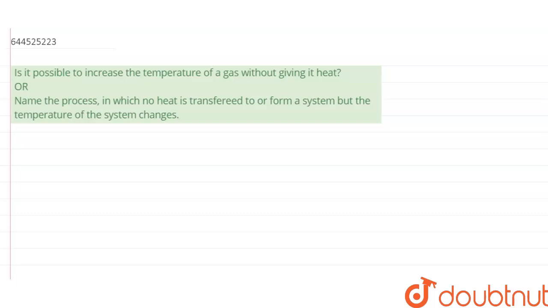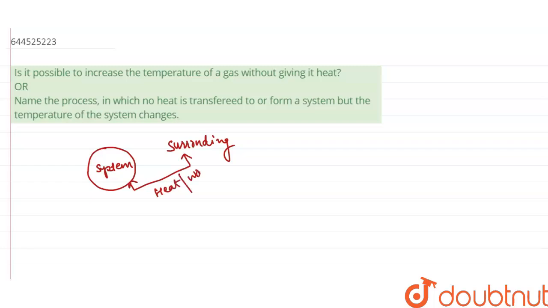Let us assume that this is our system, and beyond the system all is called surrounding. This is our surrounding. Now this system interacts with the surrounding, and there is heat transfer and work done. These things happen between the system and surrounding.